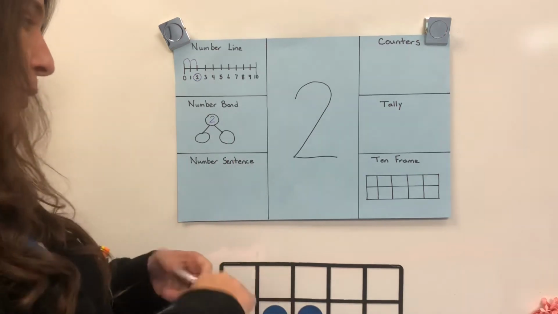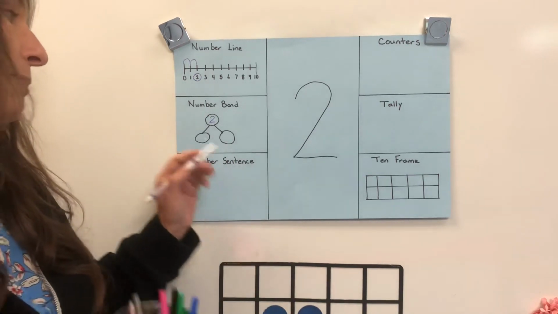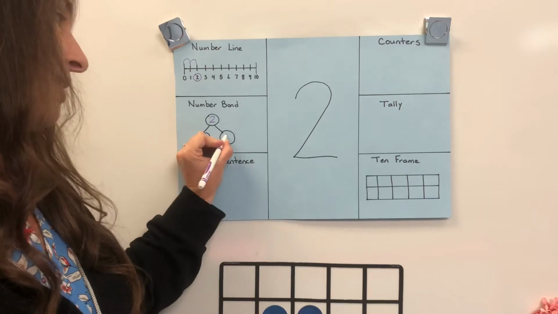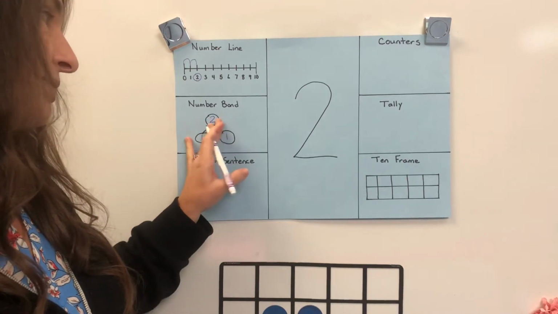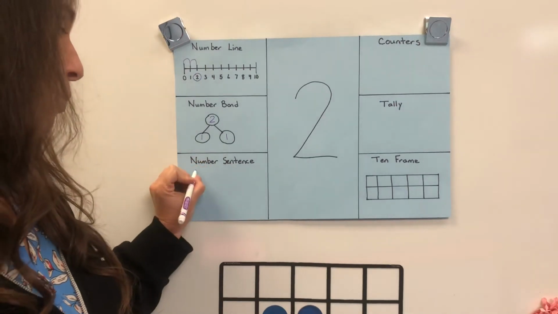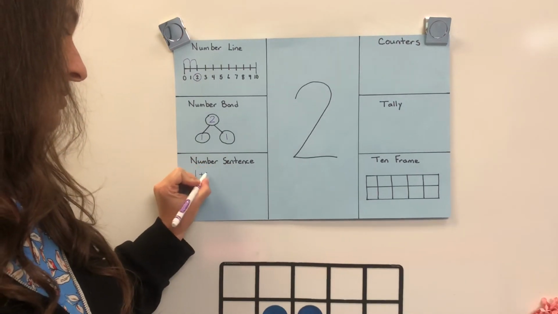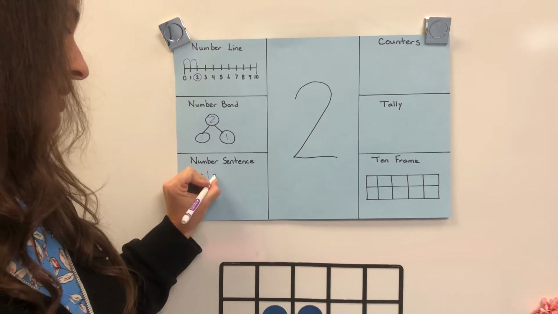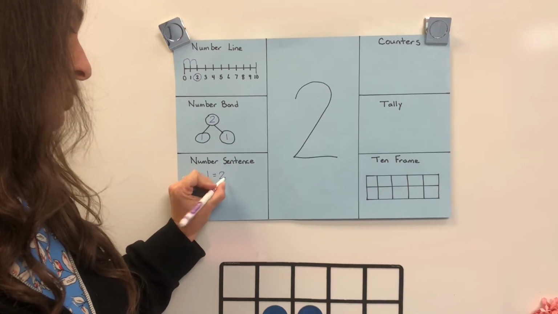Okay, so then what I would write in my number bond is 1 and 1 go together to make 2. To write it in a number sentence, 1 plus 1 equals 2.